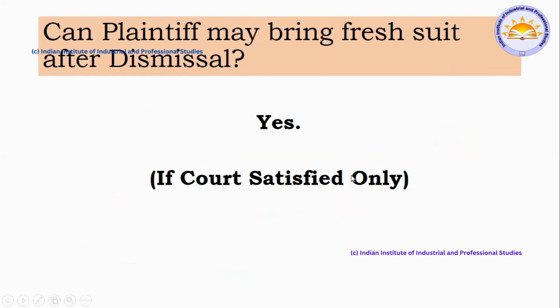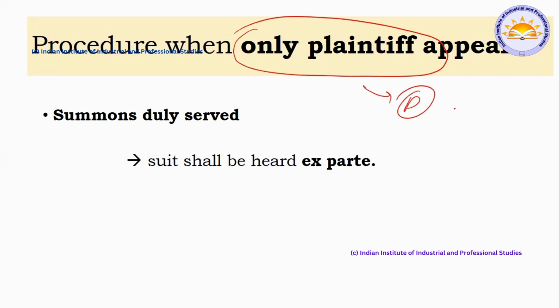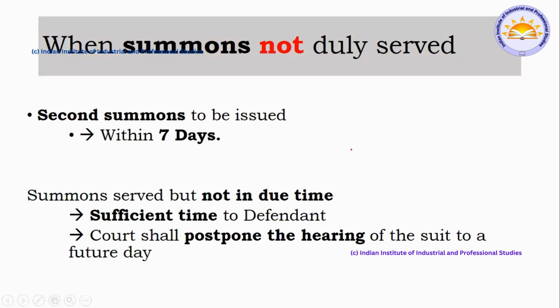Right. Next, procedure when the plaintiff appears. Summons duly served, the suit shall be heard ex parte. Only the plaintiff is appearing. The defendant has failed to appear and summons is served, and it is subjected to ex parte decision. When summons is not duly served, what happens? A second summons can be sent within 7 days.